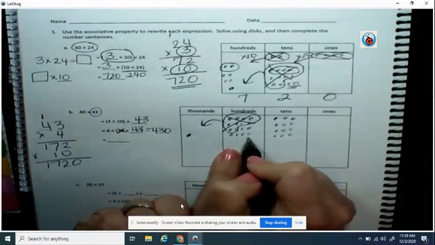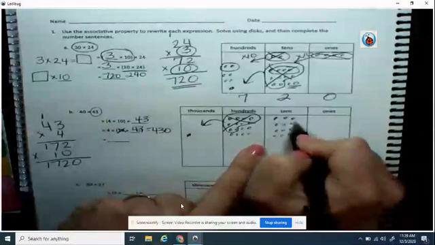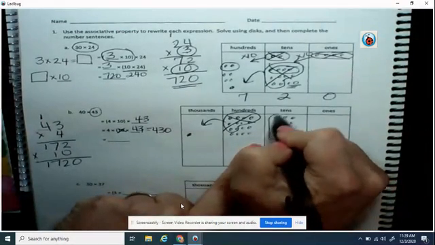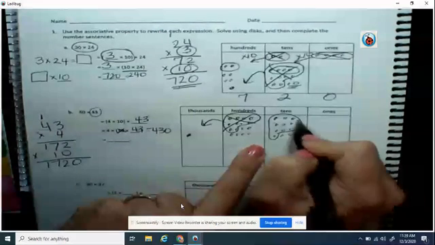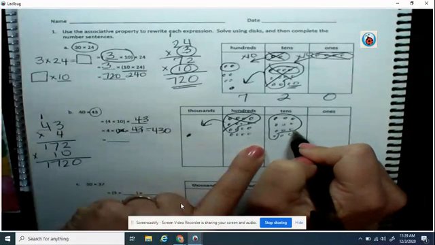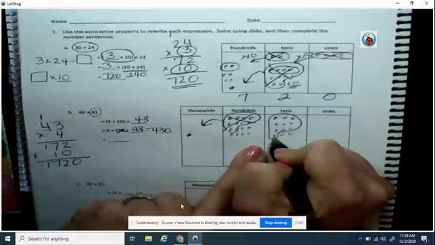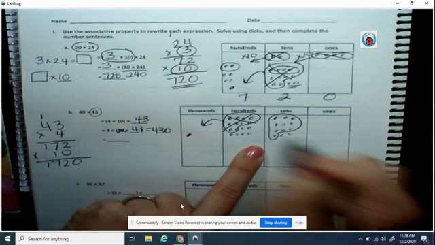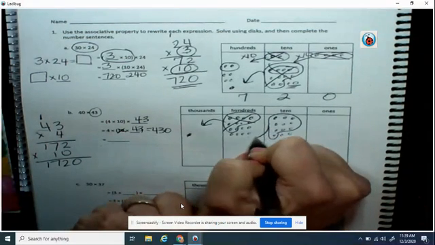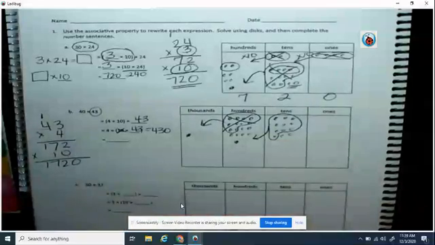There's 6 right now here, but we're going to have to move 3, 6, 9, 10. So this 10 moves over, and I have one more 10 here.